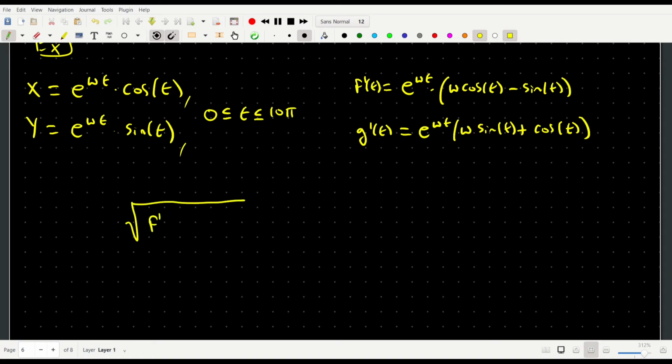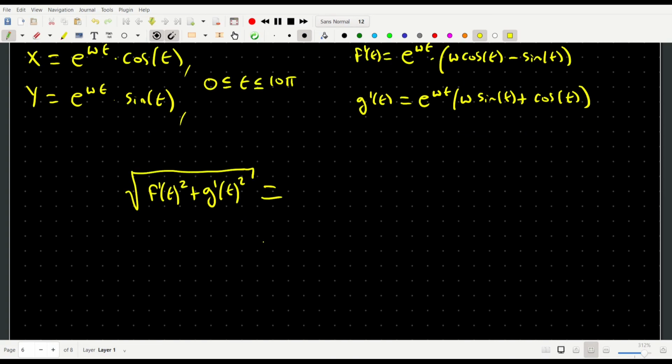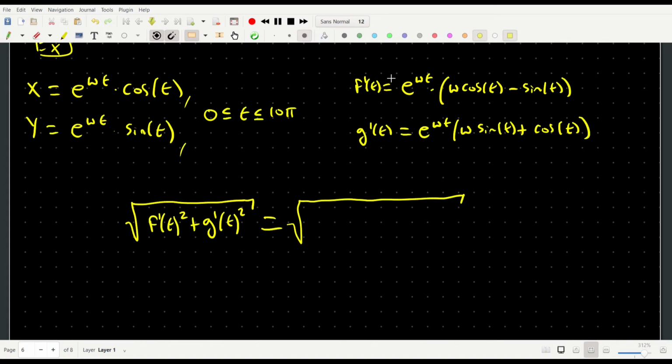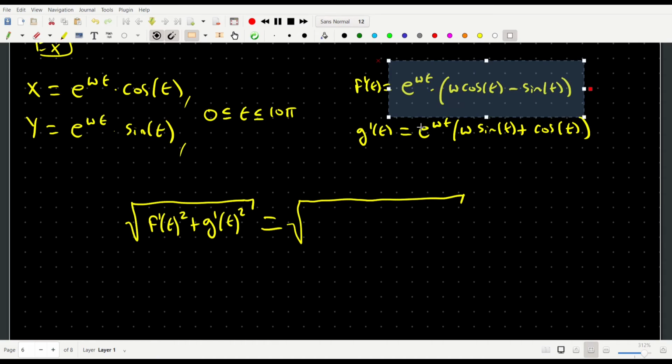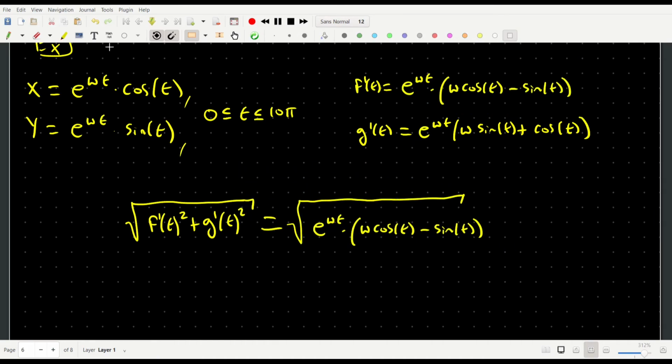So what I want to do first is simplify f prime of t squared plus g prime of t squared before we go about doing the integral. We know we're going to need this for a function in the integral for the arc length. It's going to be much easier if we simplify this before actually doing the integral itself. So it's going to be this quantity squared under a square root plus this quantity squared under the square root.